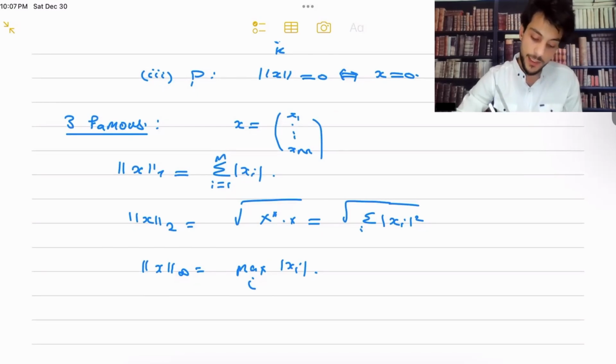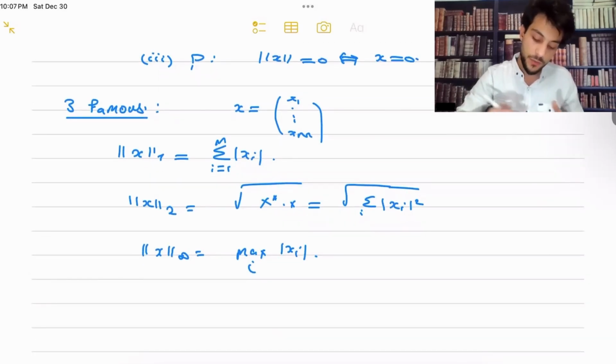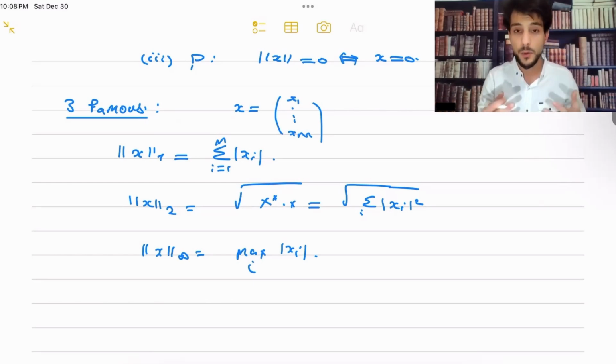Now, we want to try to extend this to a matrix. However, the issue here is that the matrix is an m by n array. So if we want to try to define this for a matrix, there are multiple ways of doing that. We could define a norm of a matrix to only depend on the entries of the matrix. However, there's a definition that turned out to be more convenient to work with. This is the so-called induced matrix norm.